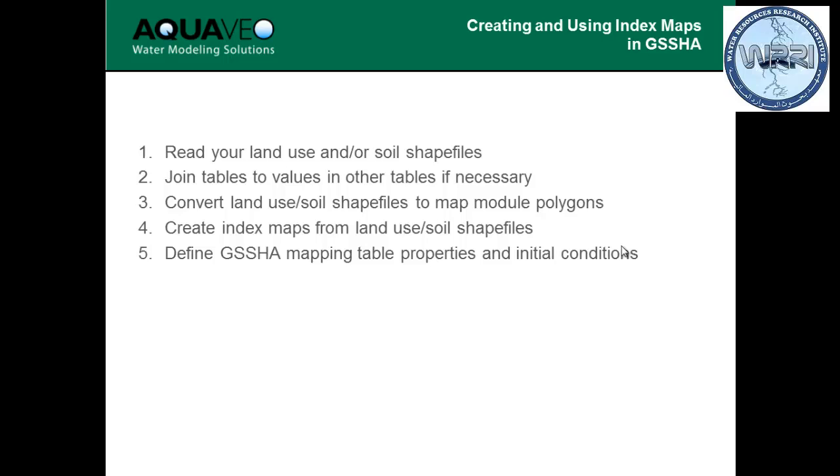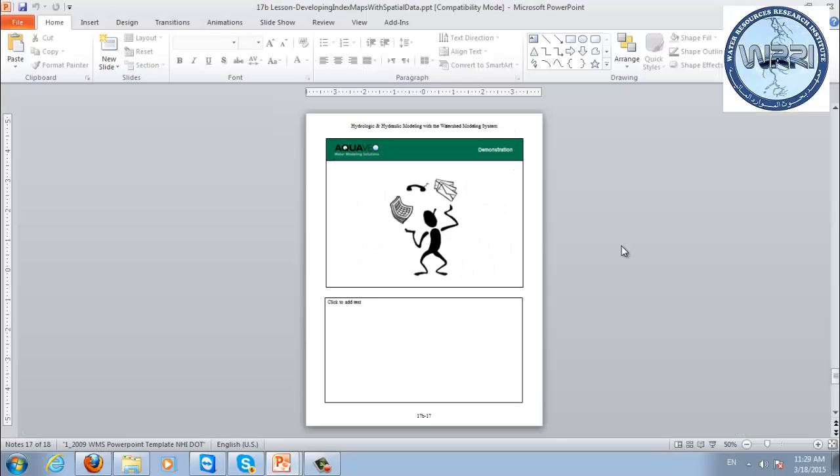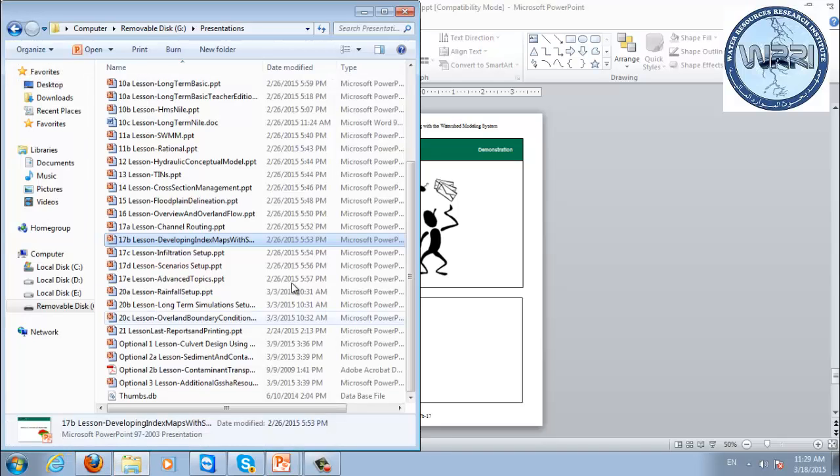The way you define parameters in GSSHA for each cell is you define these index maps that represent your land use or soil type, and then for each index map ID you define roughness values or infiltration parameters or whatever else you need to use in GSSHA. So that's how you define your parameters for GSSHA. I'm not going to do a demonstration yet. We have another thing to talk about.